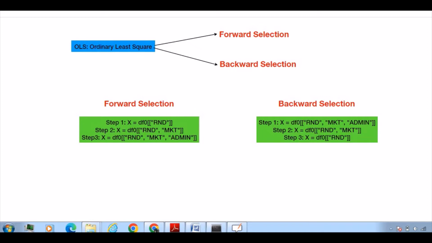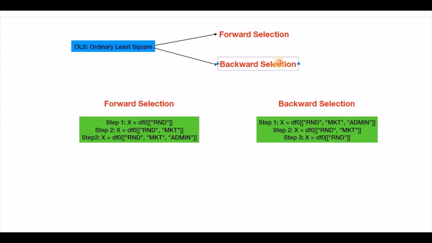Because if you want to get the best predictor from your data, then we have to use ordinary least square. In ordinary least square, here you can see forward selection and backward elimination. Not selection, this is elimination. So here you can see it is backward elimination.